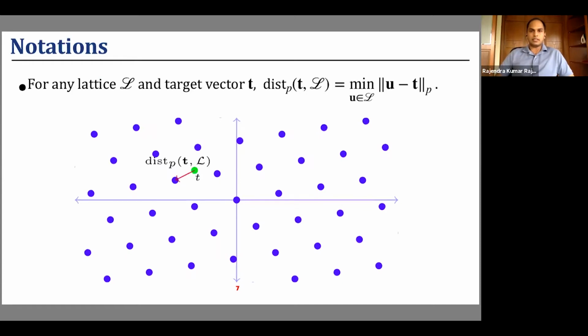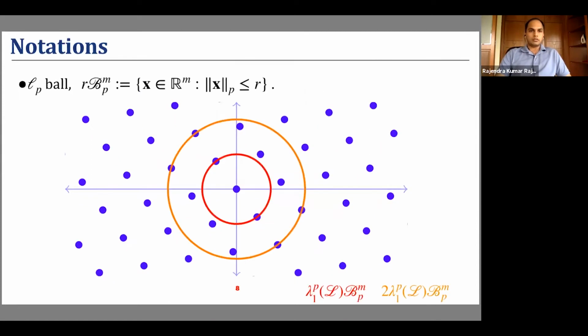And the distance: for any lattice L and the target vector t, the distance between t and L is the minimum distance between any lattice point and the target vector t. And the last notation is the LP ball. To represent an LP ball of radius r, we will use the notation r times B_p^m, which says that it contains all the points which have LP norm less than or equal to r. In this one, the red ball is of radius lambda 1 and the orange ball is of radius 2 lambda 1.